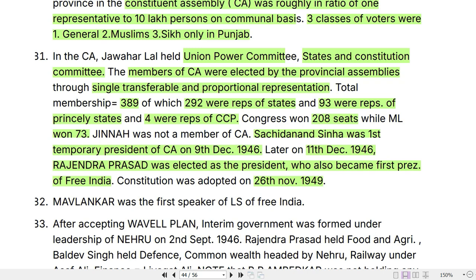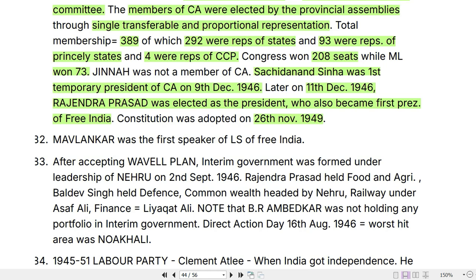Congress altogether won 208 seats, while Muslim League won 73 seats. Jinnah was not a member of the Constituent Assembly. Sachidanand Sinha was the first temporary president of the Constituent Assembly on 9th of December 1946. Later, on 11th December 1946, Rajendra Prasad was elected as the president, who also became the first president of Free India. Constitution of India was finally adopted on 26th of November 1949. Now, Mavlankar was the first speaker of Lok Sabha of Free India. I already know that. First speaker of the Lok Sabha.